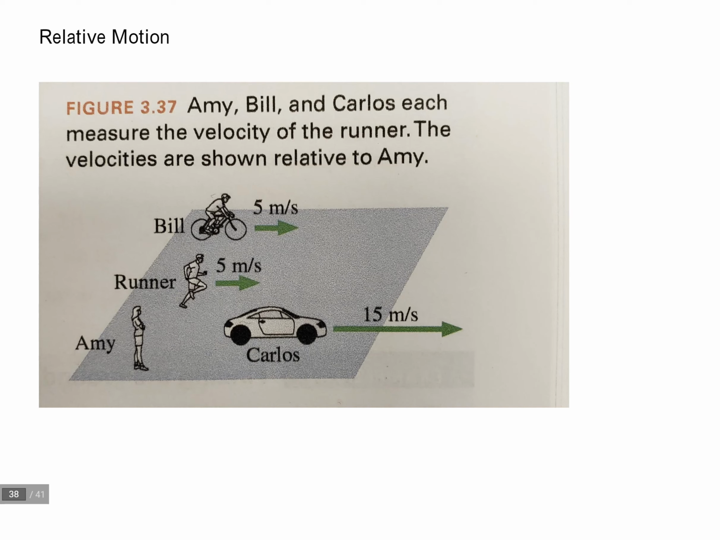So that's what relative motion is all about. According to Amy, you're looking at the velocities of these people. According to Bill, the runner has a velocity of 0 meters per second. According to Carlos, the runner has a velocity of negative 10 meters per second.